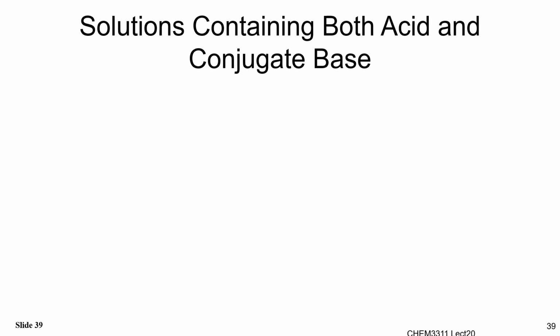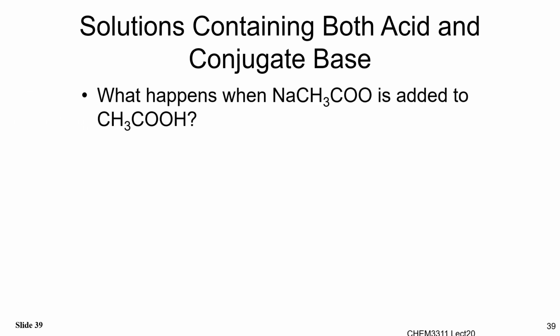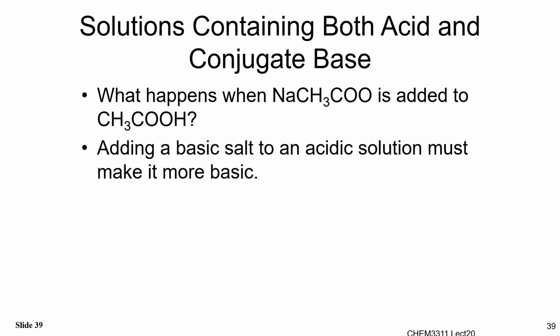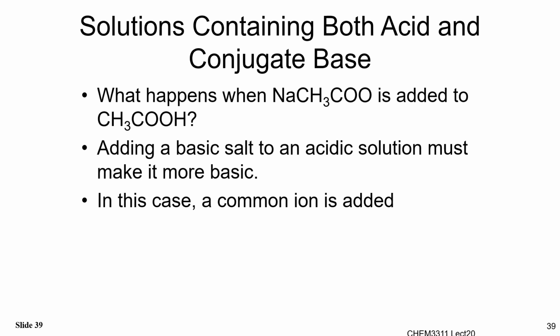So finally, we come to our last topic from general chemistry, and that is solutions containing both acids and conjugate bases. What happens if I take sodium acetate and add it to acetic acid? Well, we have a pure acetic acid solution. We're adding a basic salt to it. We just calculated that it was a basic salt when dissolved in water. So we're going to add that basic salt to an acidic solution. It has to become less acidic.